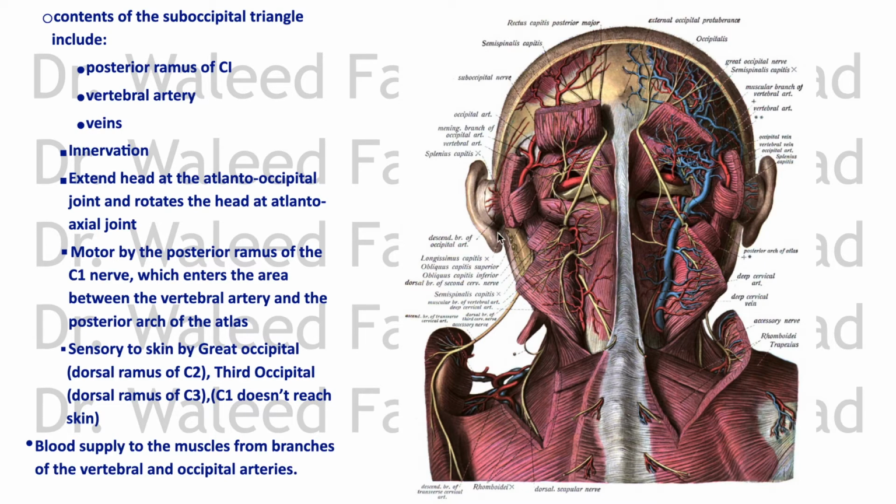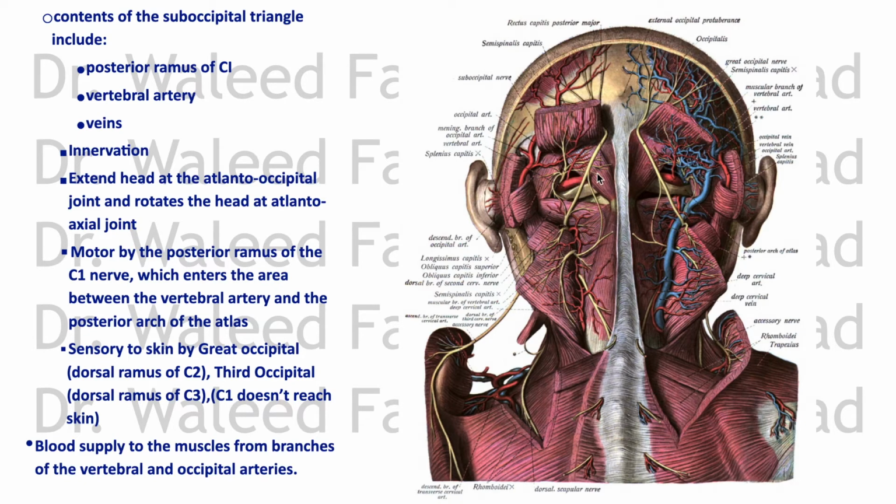Okay, so again, to recap, skin, fascia, nerves like the branches of great occipital, third occipital, vessels like the occipital vessels supplying the area. Then the floor is by the posterior arch of the atlas with the dorsal ramus of C1 on it, and then the third part of the vertebral artery, and some veins, of course, draining the area.